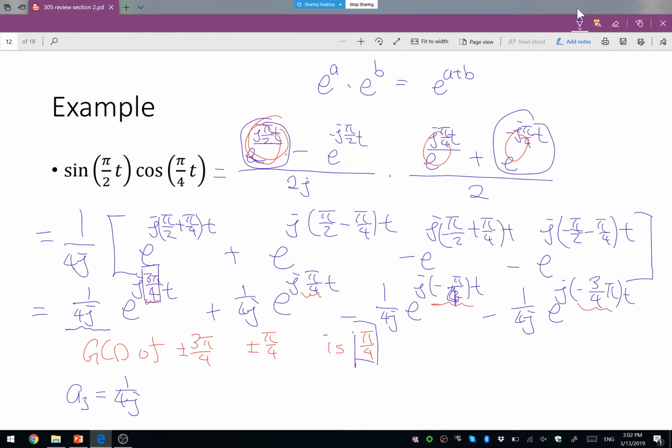And for the next one, we can do a similar thing. Pi over 4 is 1 time of pi over 4, that is a1. And the value is what's before that, which is 1 over 4j. Question? What did that say, A3? Yeah, it's 3. And that's representing the first e to the j 3 pi over 4 times t.